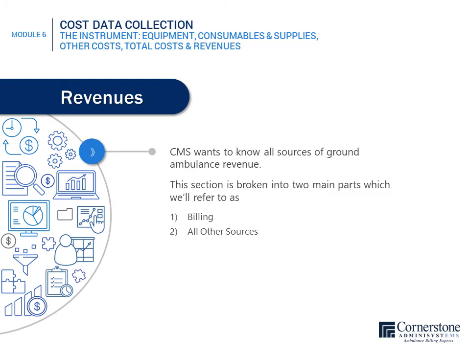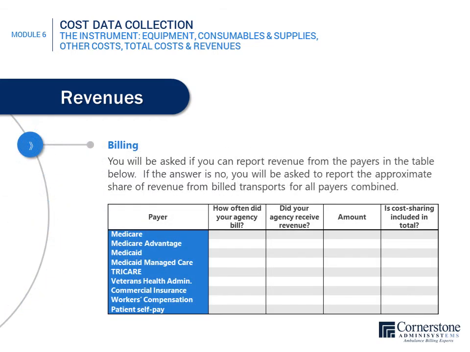And finally, we arrive at revenues. So here, CMS wants to know all sources of ground ambulance revenue. This section is broken into two main parts, which we'll refer to here as billing and then all other sources. Under billing, you will be asked if you can report revenue from the payers in the table that you see on the screen. If the answer is no, you will be asked to report the approximate share of revenue from billed transports for all payers combined.